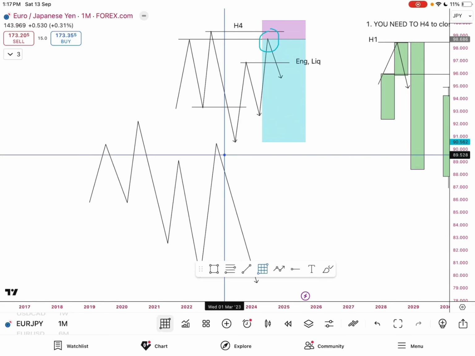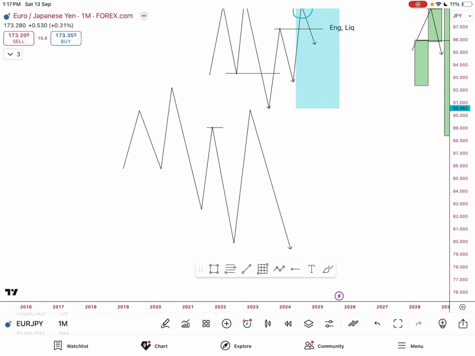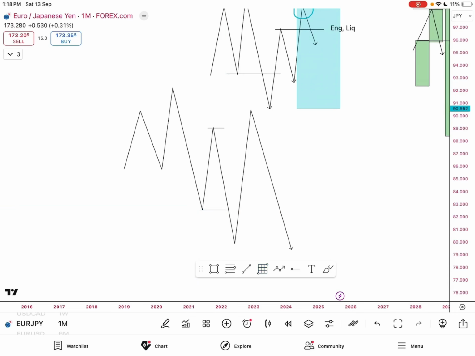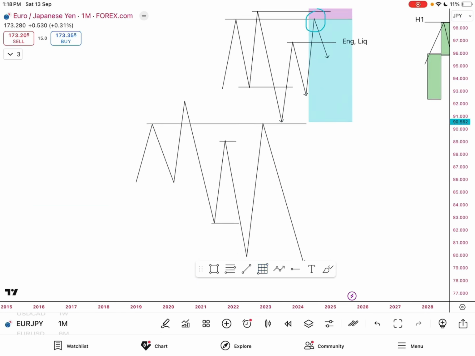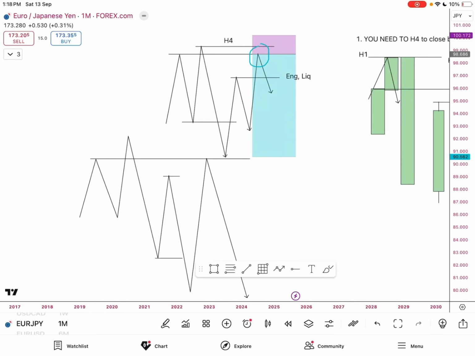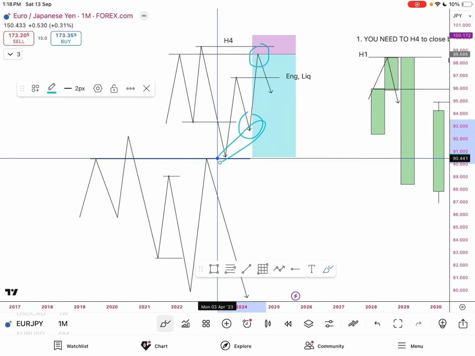So what is structure liquidity? It is inducement. It broke another structure before it came to the key level. So if another structure was broken, it is called structure liquidity. If there is no structure broken, you can see here there is no structure broken, that will be called engineered liquidity.